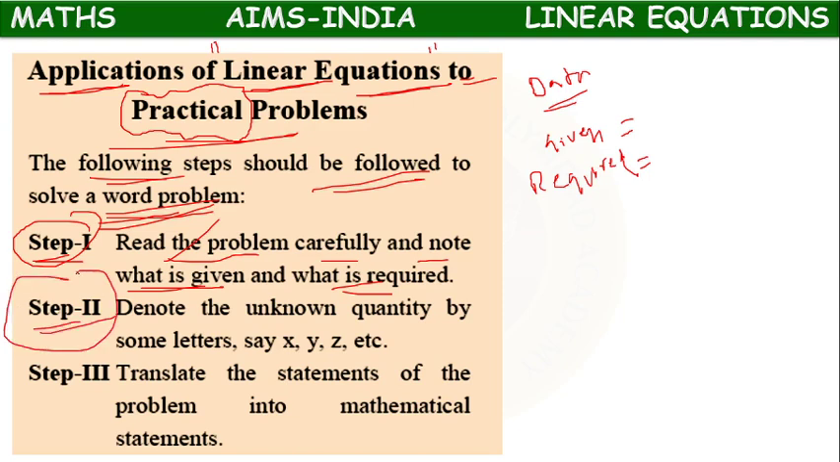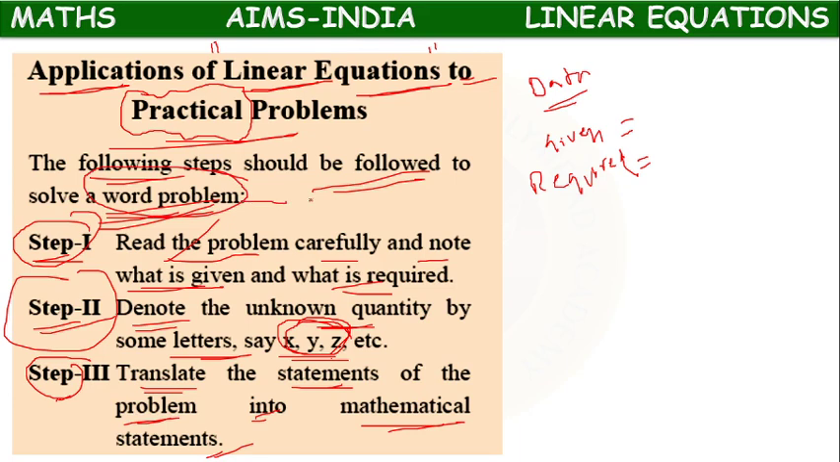Next, step 2, denote the unknown quantity by some letters, say x, y, z. If any unknown quantity is there, it should be denoted by x, y, z. Step 3, translate the statements of the problem into mathematical statements. Because the question is a word problem, you will have normal statements, and those normal statements are to be changed into mathematical statements.